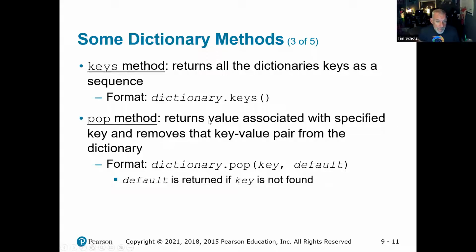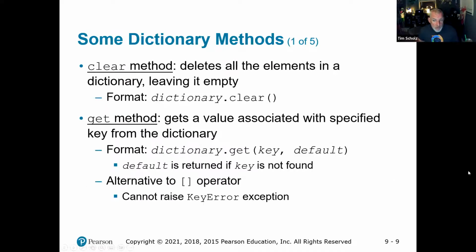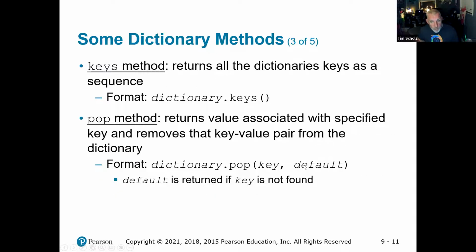The pop method will return a value associated with the specific key, but the difference between the get method and the pop method is that once I call dictionary.pop, that key and that value are going to be removed from our dictionary. Whereas get will return the value, and if the key is not found, it will return whatever we say is the default. Pop will also return the value or the default, but if the key is found, it's going to remove that key value pair from the dictionary after we pop the value from it.